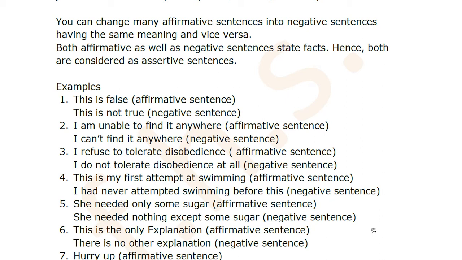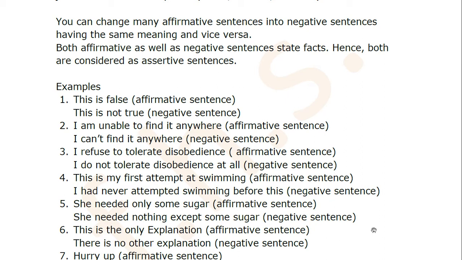Okay. So something that is false. What is the meaning of false? Something that is not true. False means not true. So that's how you will make it into negative. This is not true. Yes. So if it's false means it's not true. See, you added the word not, which is a negative word, and so it becomes a negative sentence.